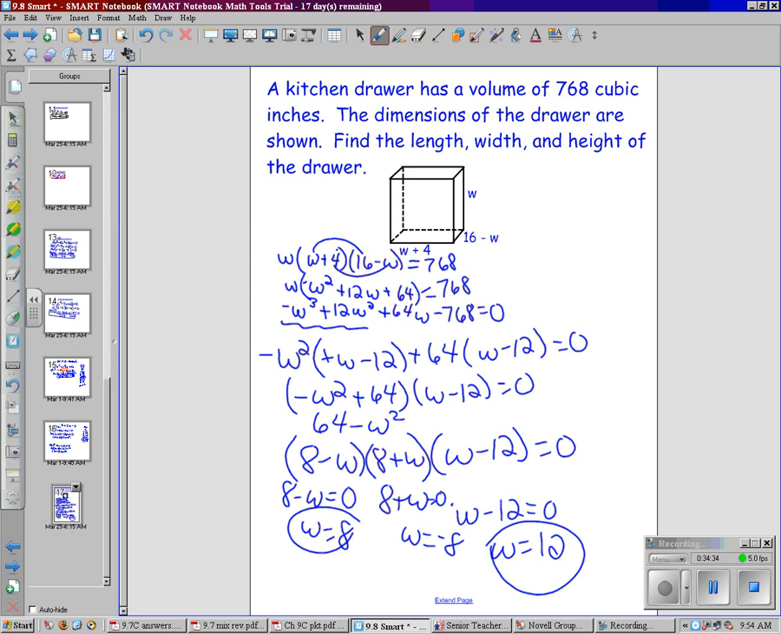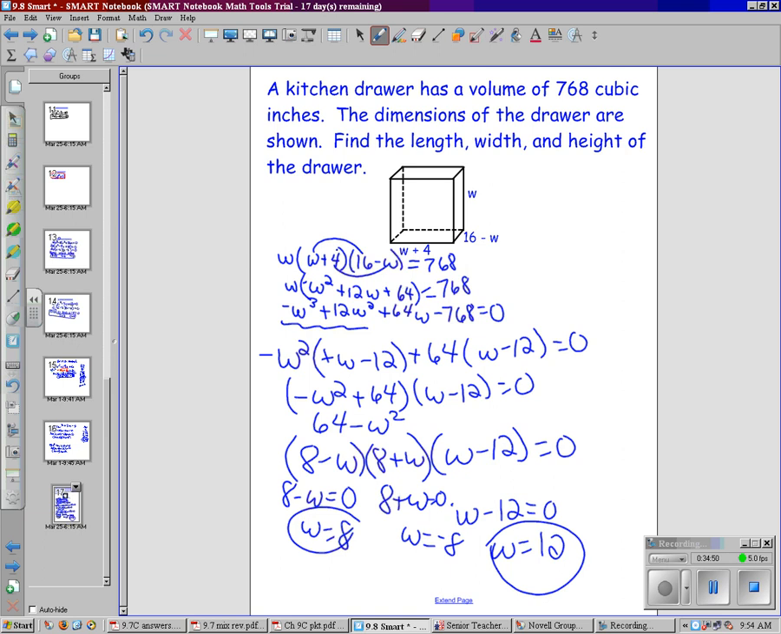Actually, wouldn't I win on the left? Because when you divide by negative 1, you take W over, it becomes positive W. You can't have negative length. No, I know, but which one is it? Find the length, width, and height of the drawer.